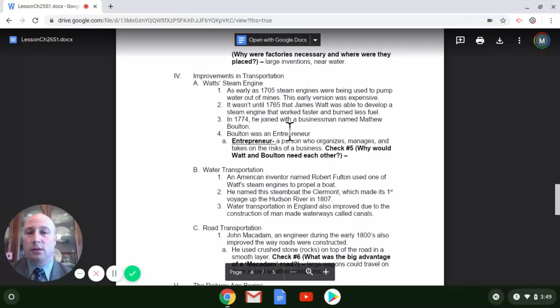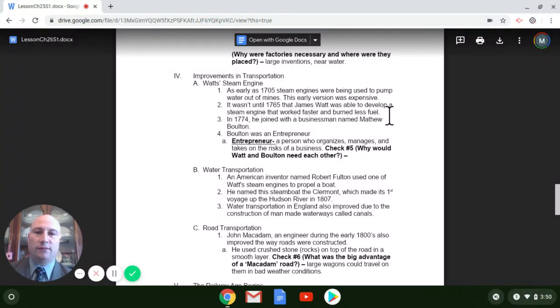Now, Roman numeral 4 is going to talk about improvements in what we call transportation. You have the Watts steam engine making a major improvement. As early as 1705, we had steam engines that were being used to pump water out of mines. The problem was the early version was extremely expensive. And so it wasn't until 1765 that an inventor named James Watt was able to develop a steam engine that worked faster and burned less fuel.